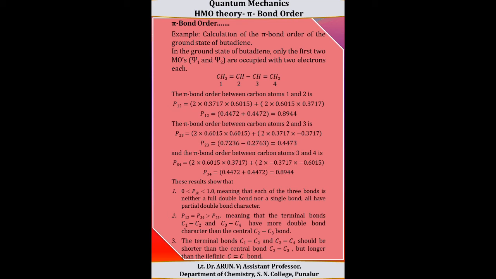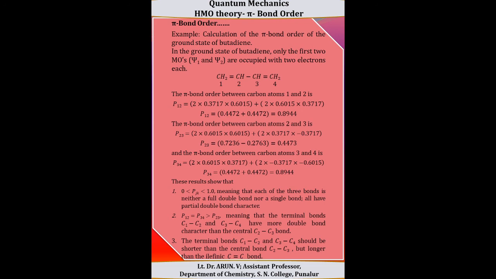0.8944. Similarly, the pi bond order between carbon atoms 2 and 3 is given by P23, which is equal to 0.4473. And the pi bond order between carbon atoms 3 and 4 is given by 0.8944. This result shows that the pi bond order is between 0 and 1, meaning that each of these 3 bonds is neither a full double bond nor a single bond. That is, all have partial double bond character.